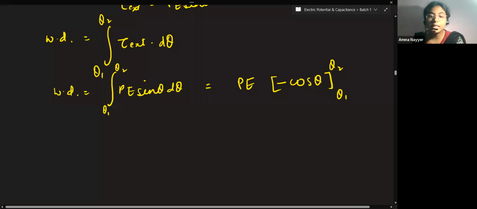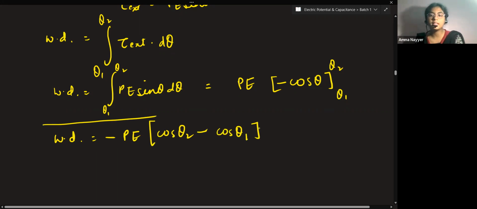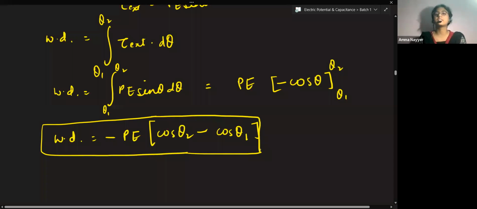Now the way we write in integration, we put the upper limit and lower limit. So work done will be what? Minus PE, cos theta 2, meaning the final alignment angle, minus cos theta 1. I have taken this minus already common, so I'm just writing cos theta 2 minus cos theta 1. That's why we had practiced and revised integration once before we moved into the chapter. So this is the work done.